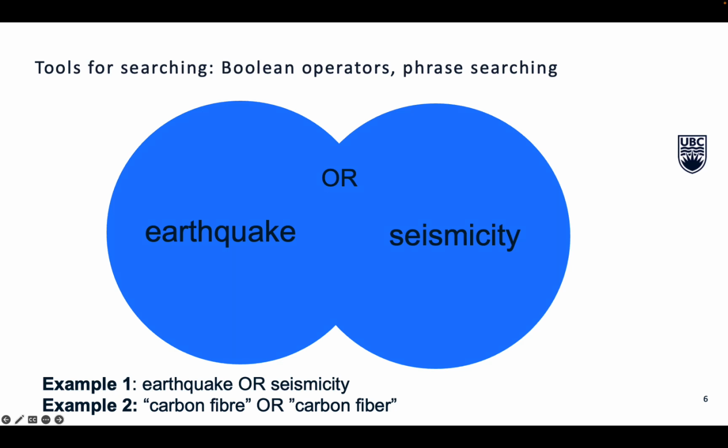However, single words don't always fully represent a concept. There are often relevant synonyms which can be joined together by typing the word OR. The terms earthquake or seismicity could both be helpful in finding articles relevant to the concept of earthquakes. And this Venn diagram shows that any results matching either term will be included in our result list.